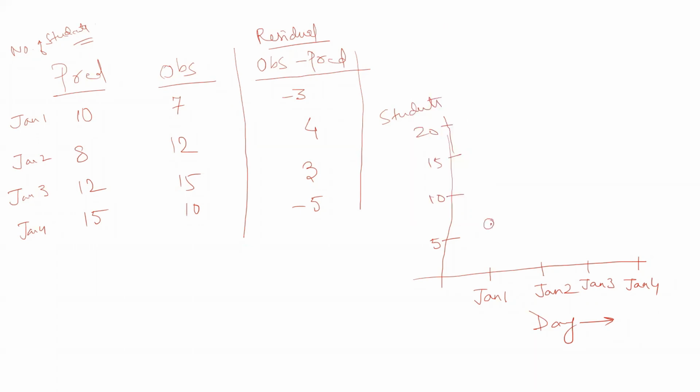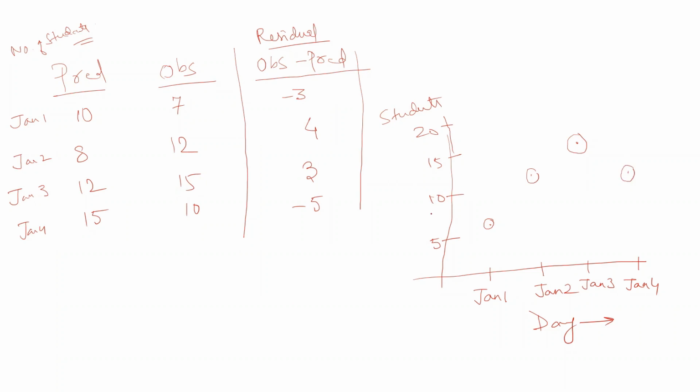On Jan 2, you have 12. So 12 is going to be here. In Jan 3, you have 15. So 15 is going to be here. And Jan 4th, you have 10, so 10 is going to be same here. So this is my observed value.